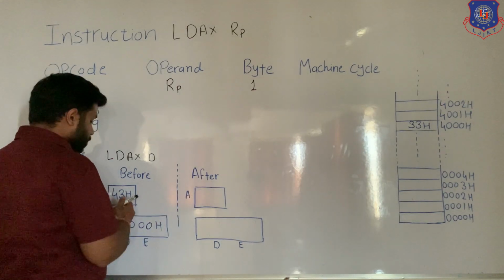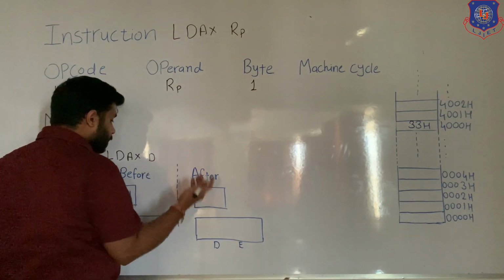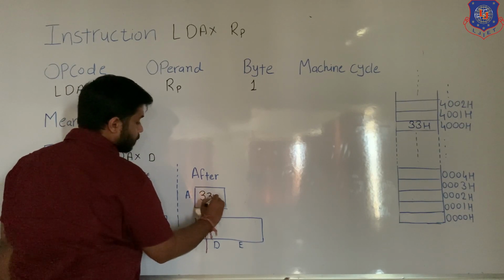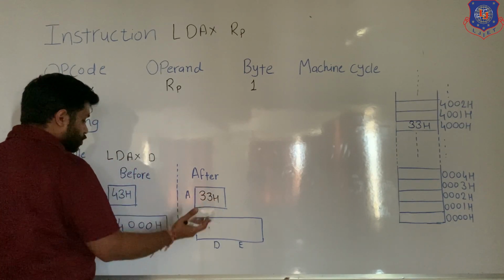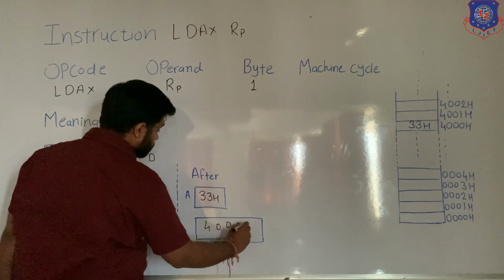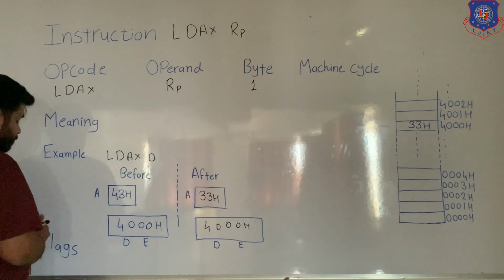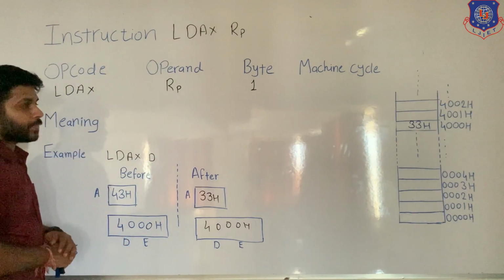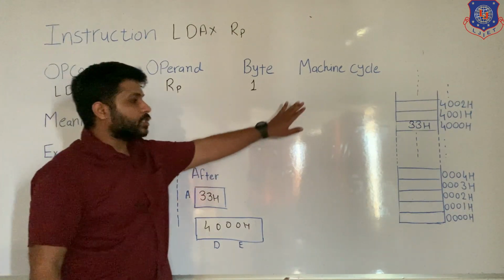So in the accumulator, the data will be overwritten and the accumulator contains the new value, which is 33H. After execution, the content of the DE pair will remain the same. Okay? And because it is a data transfer instruction, no flags are affected. Now let's see the machine cycle.